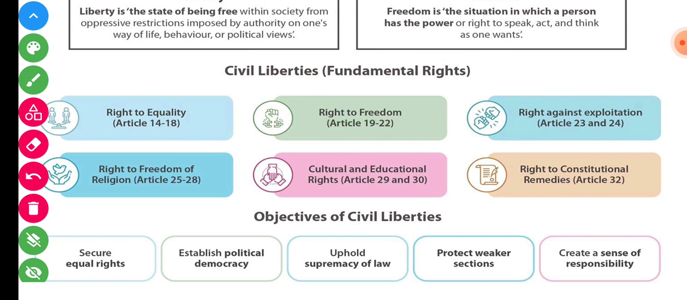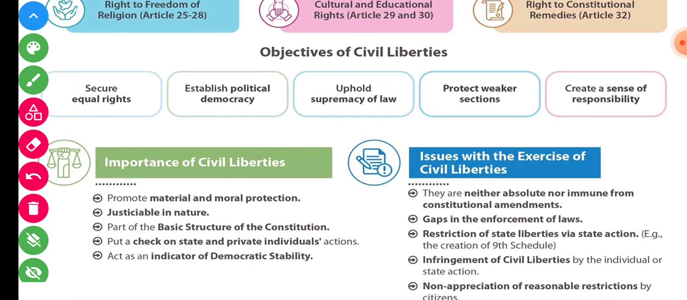Civil liberties are fundamental rights. Civil liberties are the fundamental rights given under Article 14 to 18: right to equality, right to freedom, right against exploitation, right to freedom of religion, cultural and educational rights, and right to constitutional remedies. So these are the fundamental rights. Okay, and what are the objectives of civil liberties? To secure equal rights, establish political democracy, uphold supremacy of law, protect weaker sections, and create a sense of responsibility.